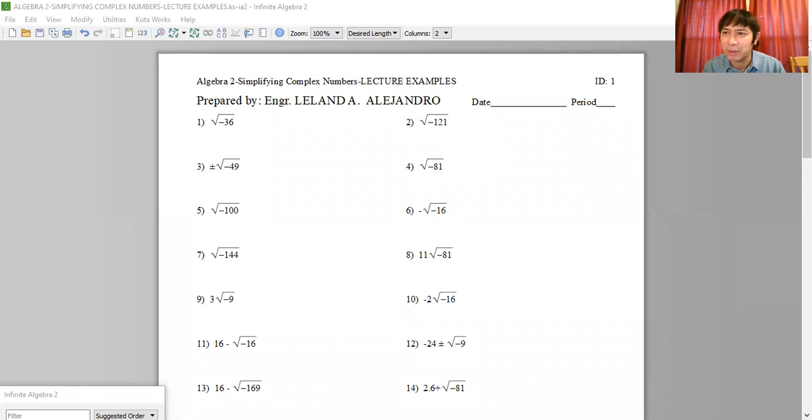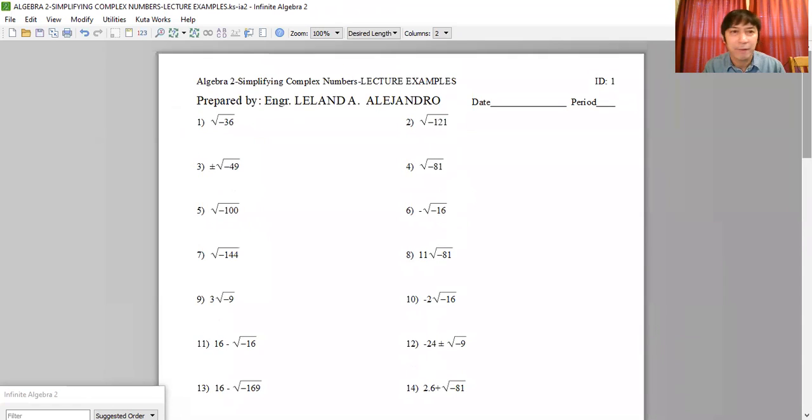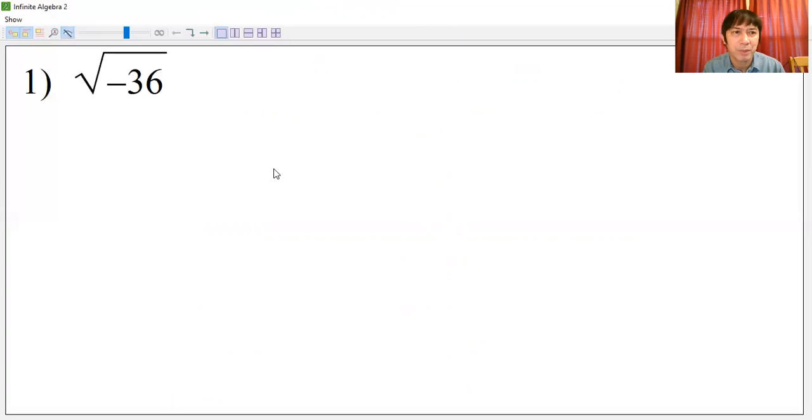And this is going to be about how many numbers. So let us see how many numbers. This will be about 24. Okay, so we're going to start doing the first number in the presentation view. Here's the first number. All right, so we're going to simplify.